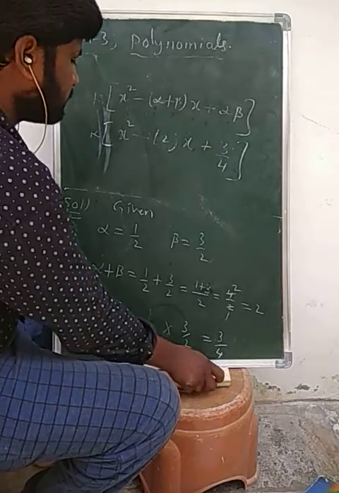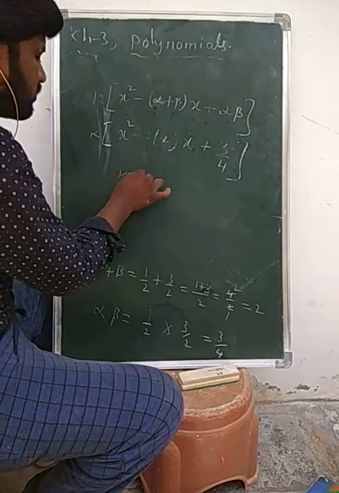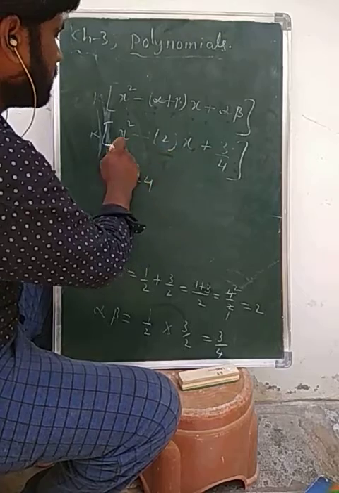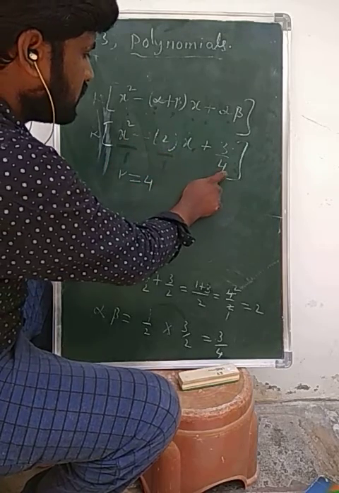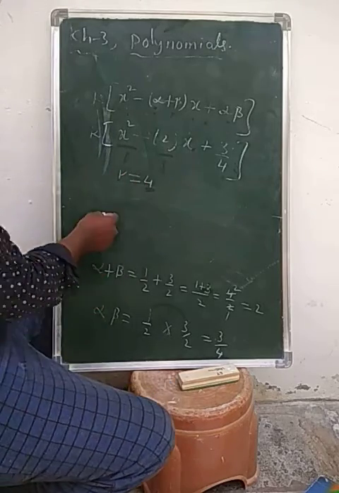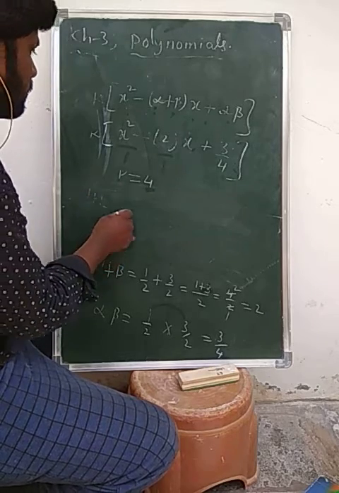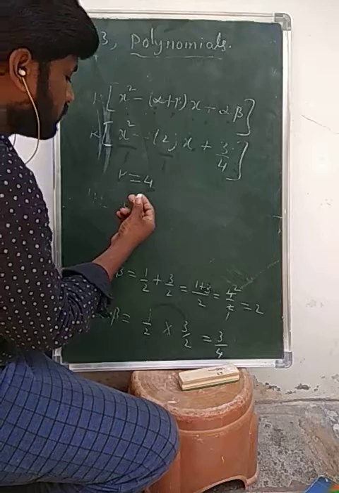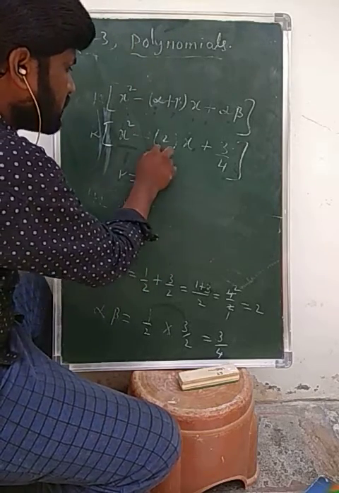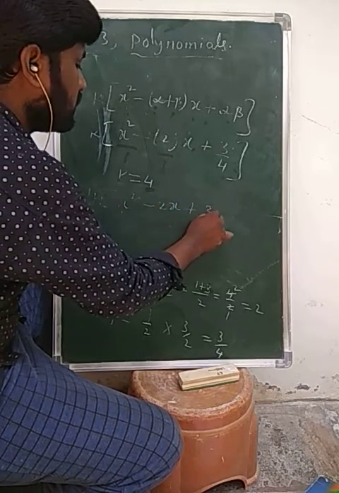Now I am taking a constant k value. I am taking k equal to 4 because the denominator is 4 here and the LCM is 4. That's why we can take k is equal to 4. That is 4 of x square minus 2x plus 3 by 4.